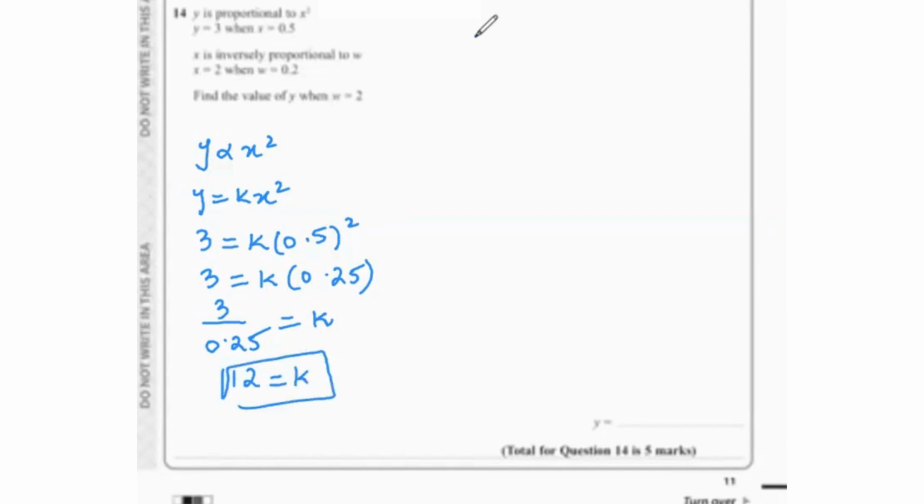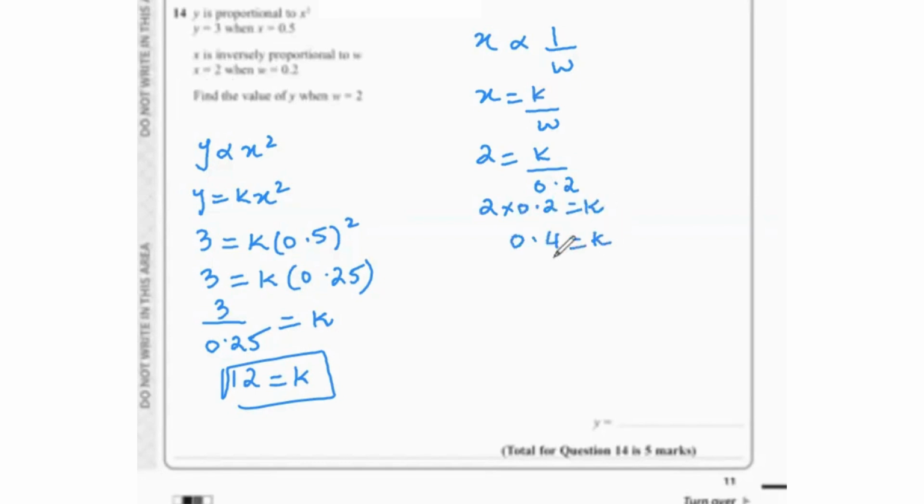Then it says x is inversely proportional to w. So that means x equals to k over w. When x is 2, w is 0.2. So 2 equals to k over 0.2. So 2 times 0.2 equals to k, which is 0.4. So now if we rewrite our equations with the k value, this will be y equals to 12x squared, and this will be x equals to 0.4 over w.